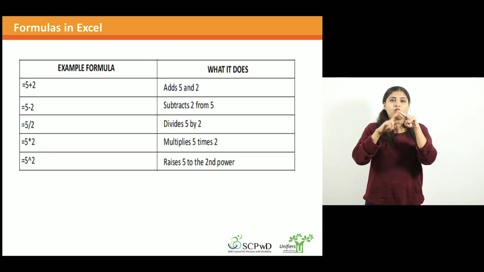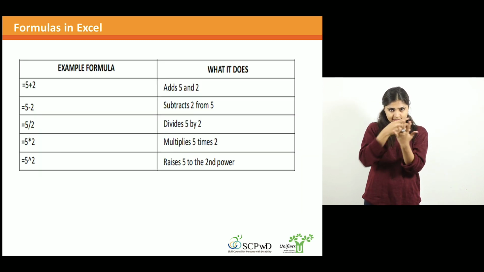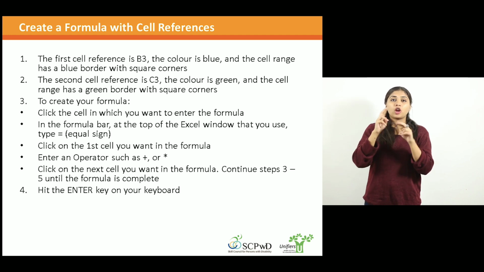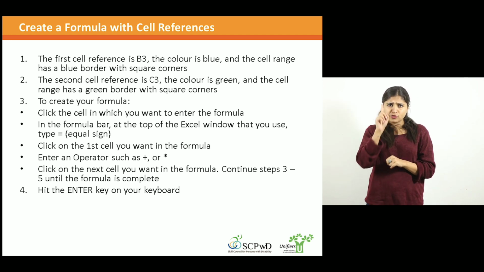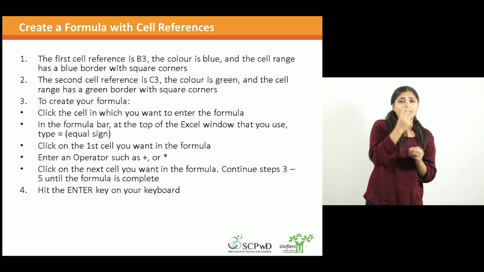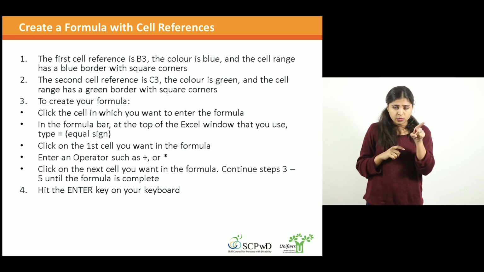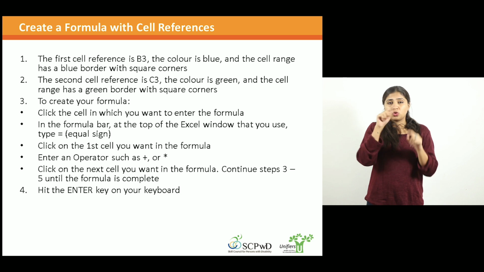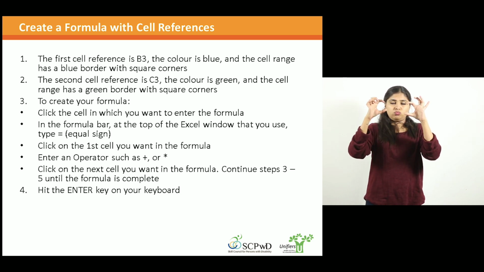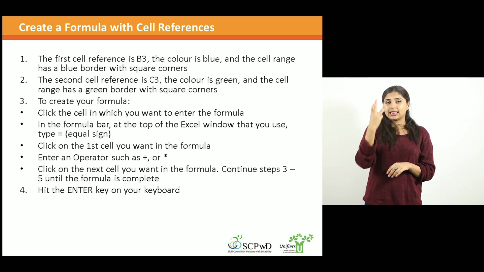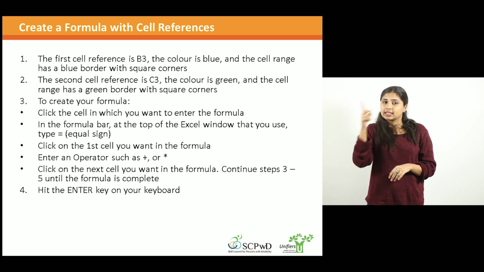Formulas in Excel. Create a formula with cell references. The first cell reference is B3. The color is blue and the cell range has a blue border with square corners. The second cell reference is C3. The color is green and the cell range has a green border with square corners.